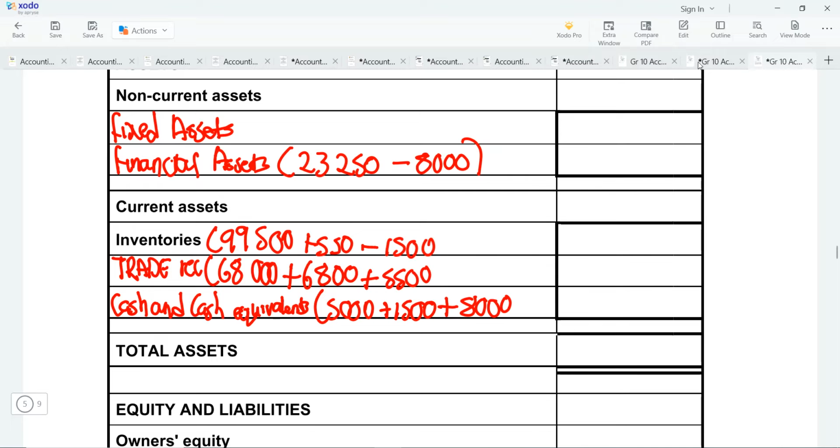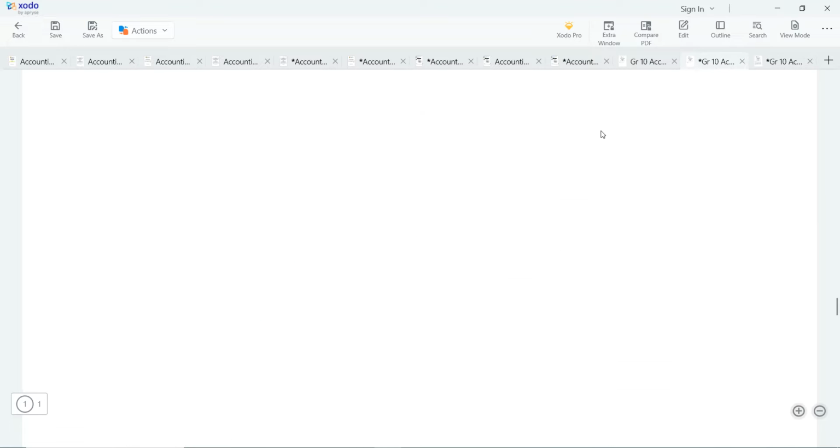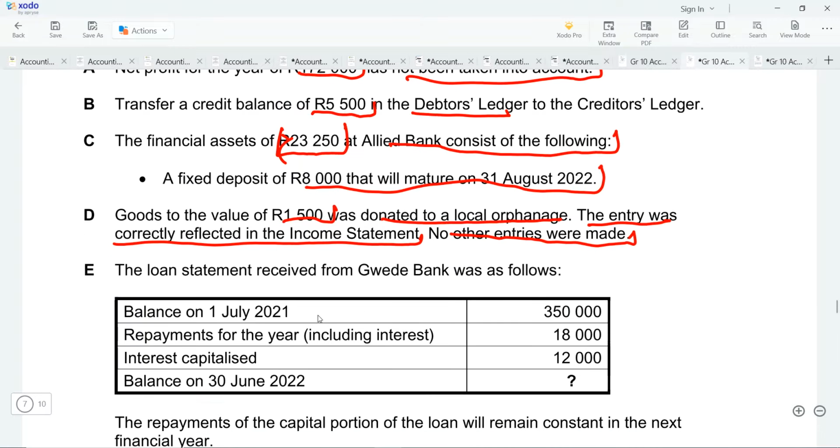Now we are going to check what else is happening here so that we can know how to conclude our balance sheet. Here they're saying that the loan statement reflected from Gwede Bank was as follows: the balance on the 1st of July was 350,000. The repayments that were made during the year was 18,000, which also includes interest. And remember, your interest, if it is capitalized, is going to increase your loan debt. So we need to firstly look for the closing balance. Our closing balance will be 350,000 minus 18,000 plus 12,000.